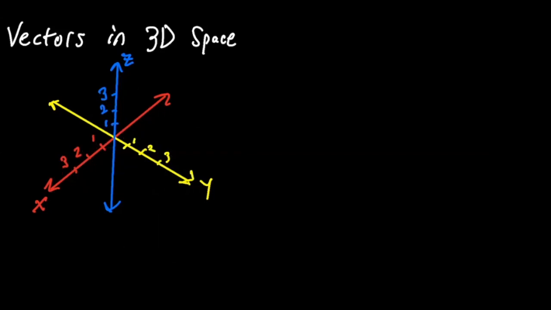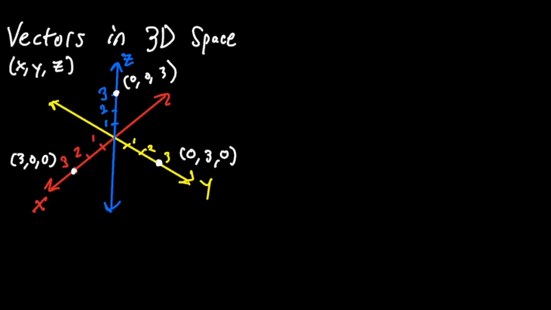When talking about specific points in space, instead of an ordered pair, we're going to have an ordered triple. For example, this point here, right at the 3 on the y-axis, has an x value of 0, a z value of 0, and a y value of 3. So 0, 3, 0. Up here, 3 on the z-axis, 0 x, 0 y, 3 z. Down here, 3 on the x-axis, 3 for x, 0 for y, 0 for z. So we have x, y, z for our ordered triples.